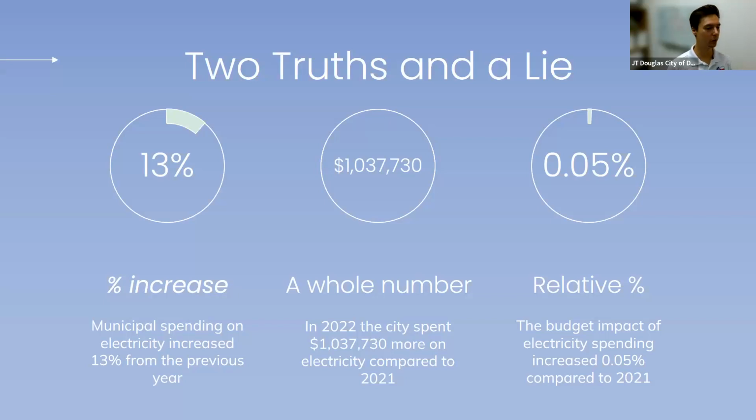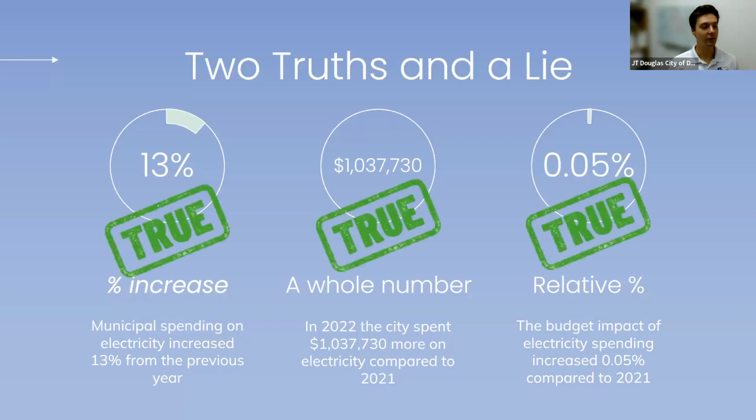So we've got one that's a whole number. In 2022, the city spent $1,037,730 more on electricity as compared to 2021. Then over here, we've got a statement about the budget impact. So the budget impact of electricity spending was increased 0.05% compared to 2021. So we're going to think about all of these statements. We're going to decide which one is true.